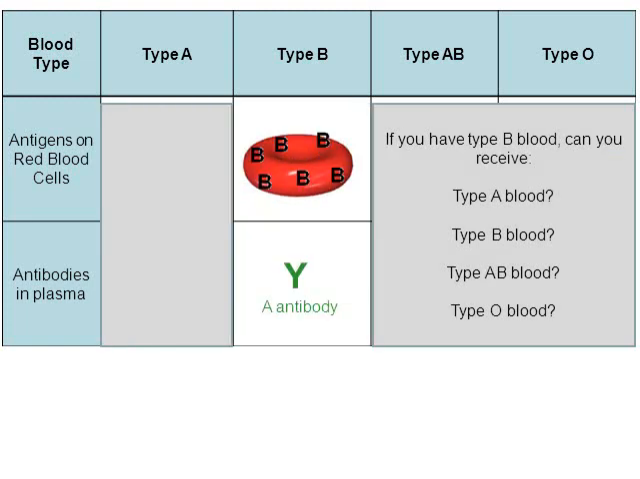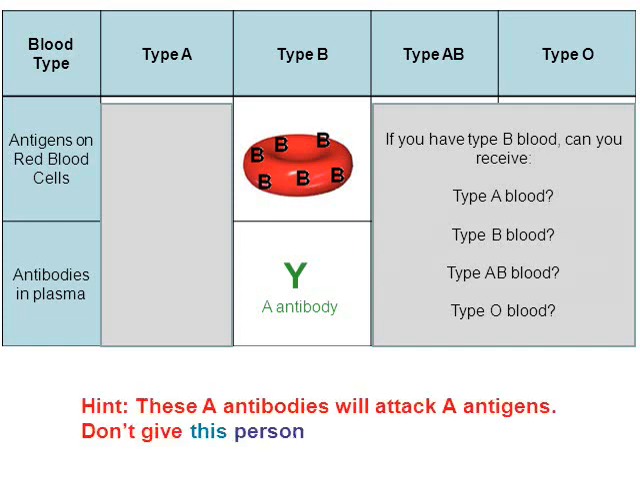Here's another question right here. If you have type B blood, can you receive type A, type B, type AB, type O? Pause the video, think about it on your own. I'm going to go over the answers in 3, 2, 1. So if you have type B blood, you got to consider what antibodies does this person have. They have the A antibody. A antibodies will attack A antigens. Don't give this person anything with an A antigen.